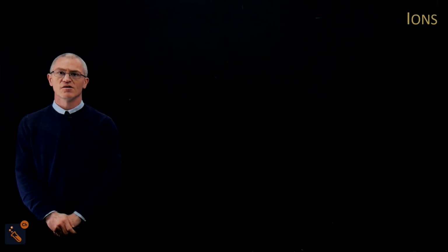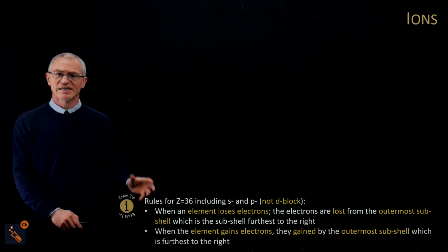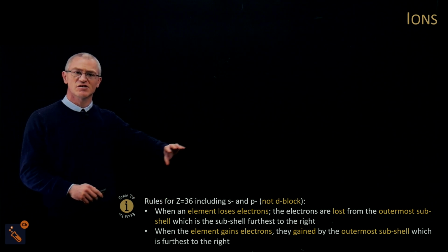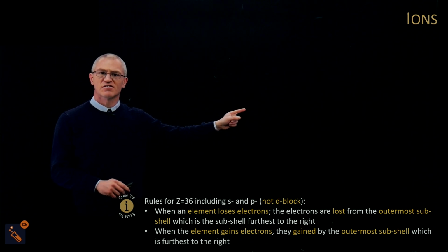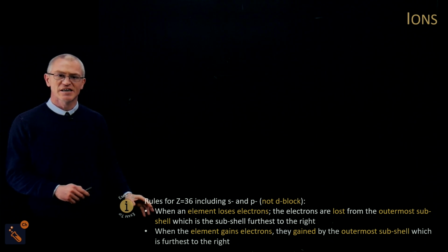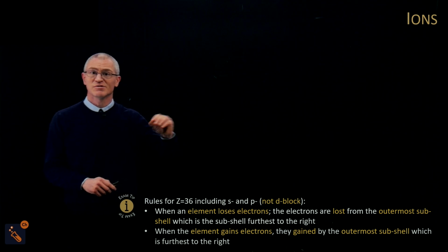We're now going to see how electron configuration change when it comes to ions, either losing or gaining electrons. So let's look at the rules to start off with. So our exam tip here is to look at gaining or losing electrons in a certain way. So when an element loses electrons, the electrons are lost from the outermost shell, which is the subshell furthermost to the right. Okay, so when we draw them, I'll show you that. When the element gains electrons, it's gained by the outermost subshell. Okay, which is further to the right.